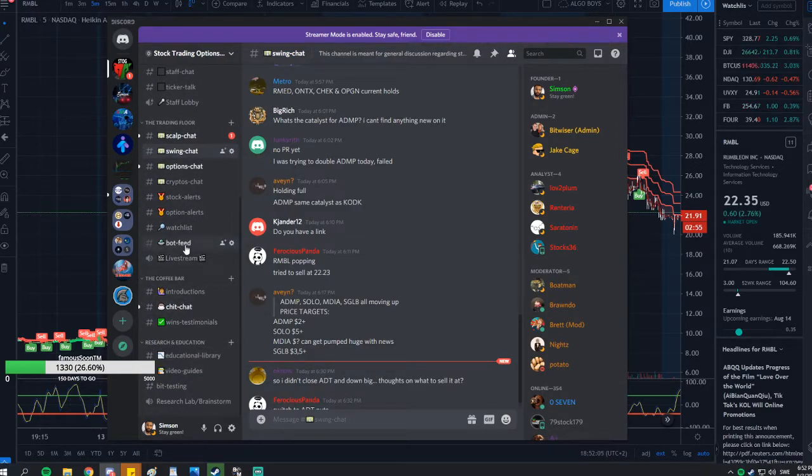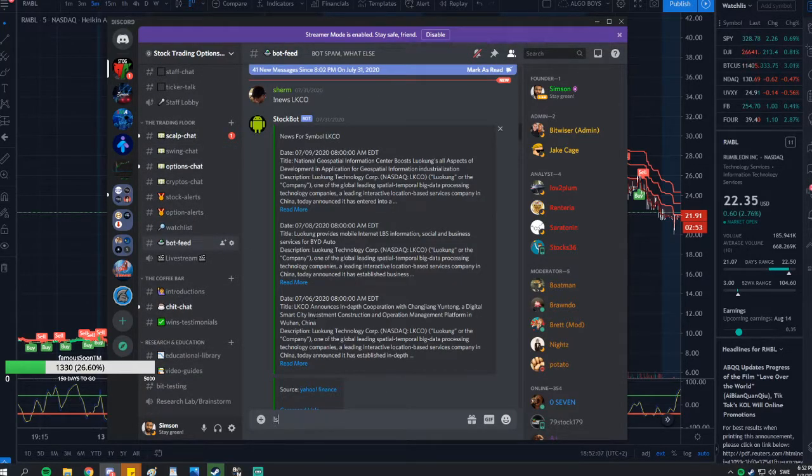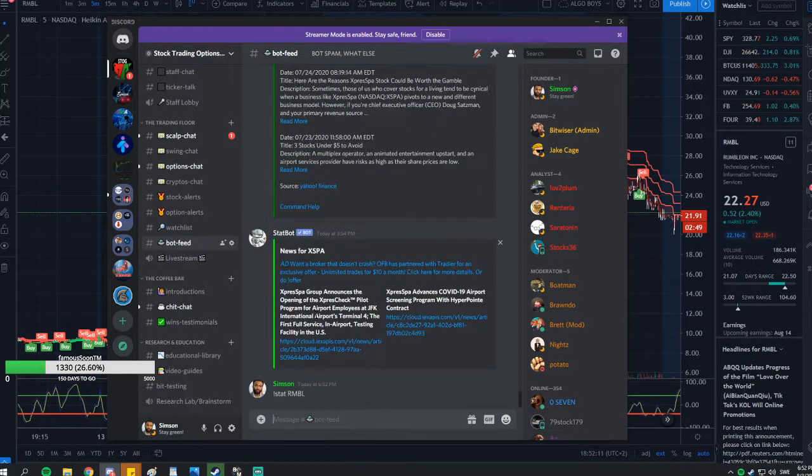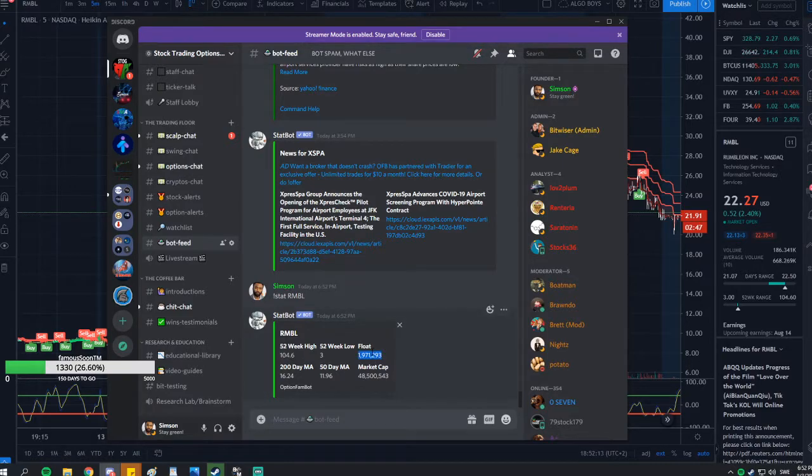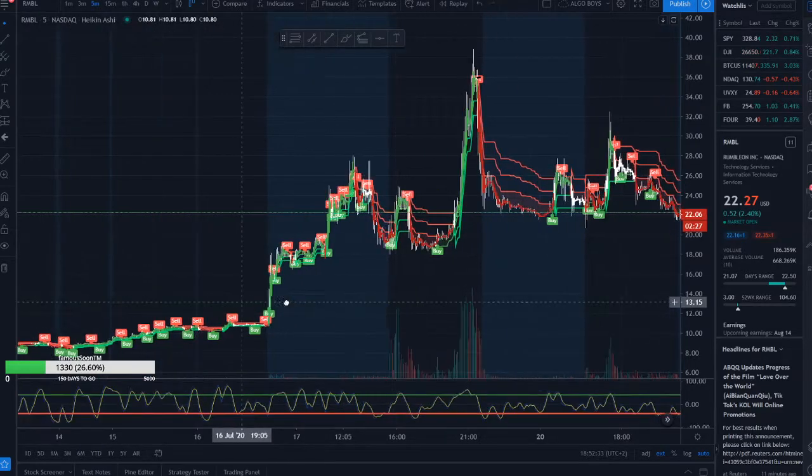So if we go to the bot feed right here, we can do exclamation mark stat. For instance, let's do Rumble, because that's the chart we have open. I can see that the float is 1.9 million. So every single float beneath 10 million, I would consider a micro float, which means it's a very small float. And that tells us that the price will move up and down pretty quickly, depending on how much volume there is. In other words, it won't need a lot of volume to move, right?